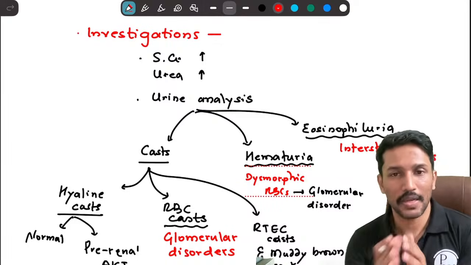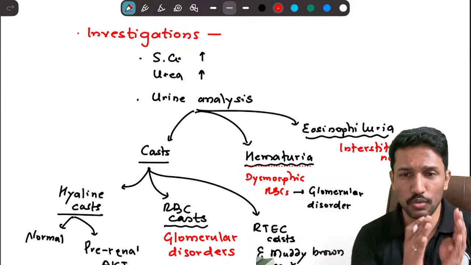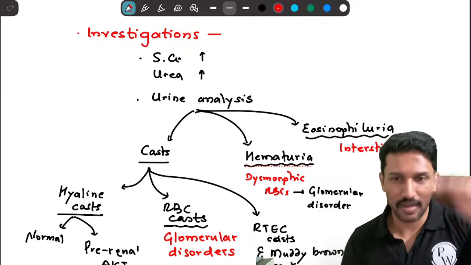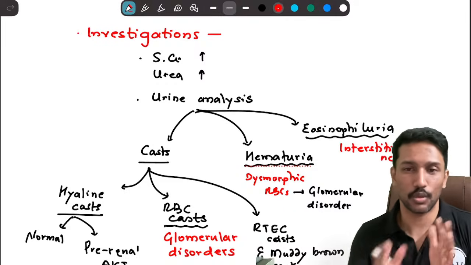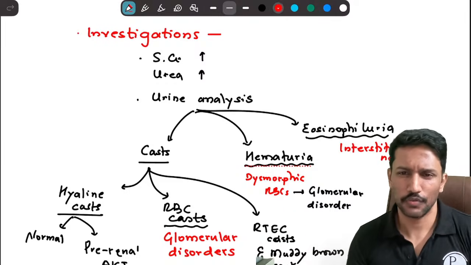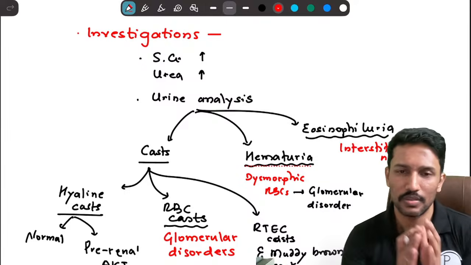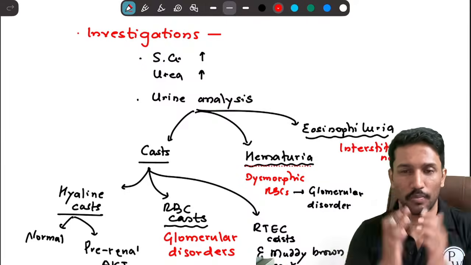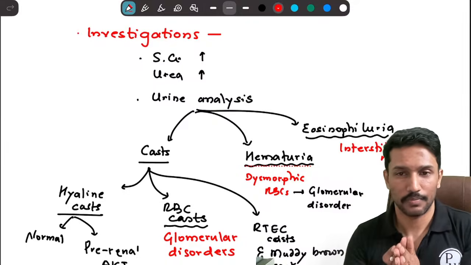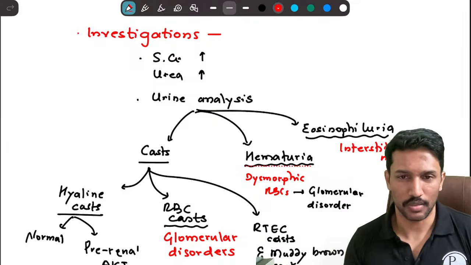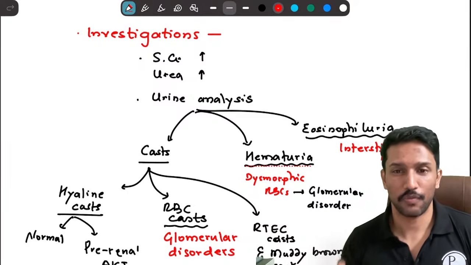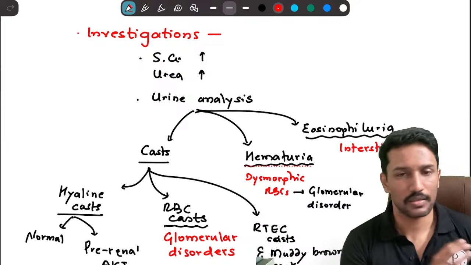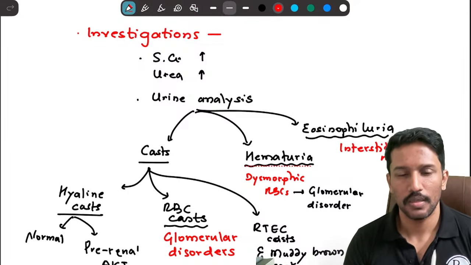So history wise, if I have a patient who has been exposed to some drugs, after that he has developed a rash, allergic rash, and then the creatinine has gone up, and in the urine I get eosinophils, classical story of interstitial nephritis due to drug allergy. If someone presents with raised creatinine, has periorbital edema, proteinuria, smoky urine, cola-colored urine, hematuria, dysmorphic RBCs, classical case of glomerular injury, nephritic syndrome, right?